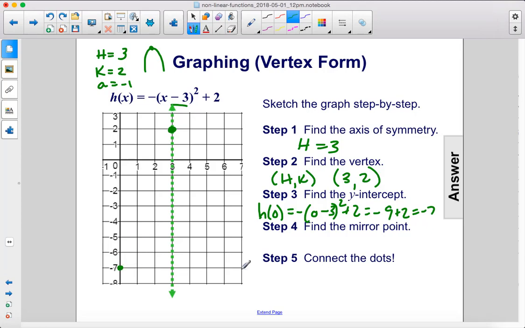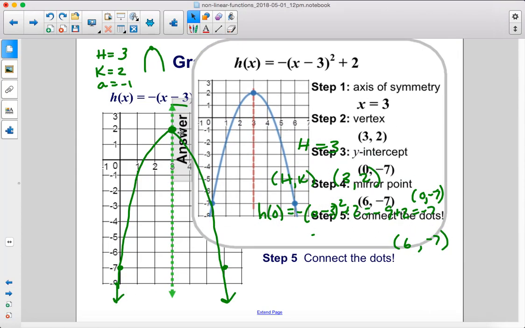Next, we're going to mirror that over. So if this coordinate here is (0, -7), we know that the y-coordinate will be the same, -7, and we just need 2h, so 6 as our x-coordinate. So (6, -7). You can also visually see that this is 3 units away from the axis of symmetry, so you just count 3 more units away. And then finally, connect the dots. I'm pretty bad at freehanding these, but let's see. There we go. And it goes down to -infinity. And it looks good to me.